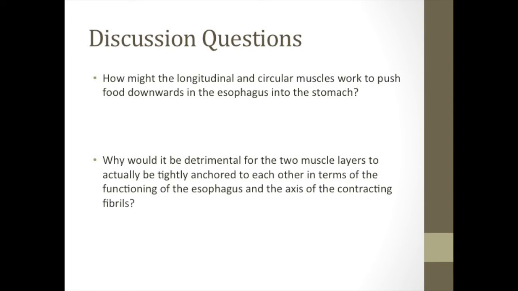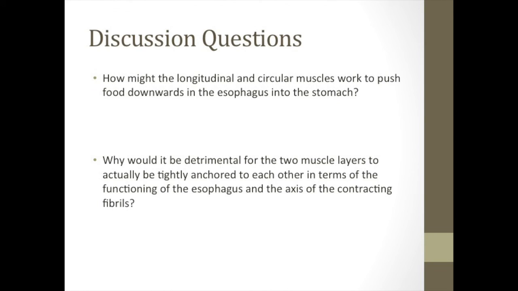So now for some class discussion questions. The first question is, how might the longitudinal and circular muscles work to push food downwards in the esophagus into the stomach? So what I'm asking is, how do these two muscle layers that move independently of each other actually work together to accomplish the same task?